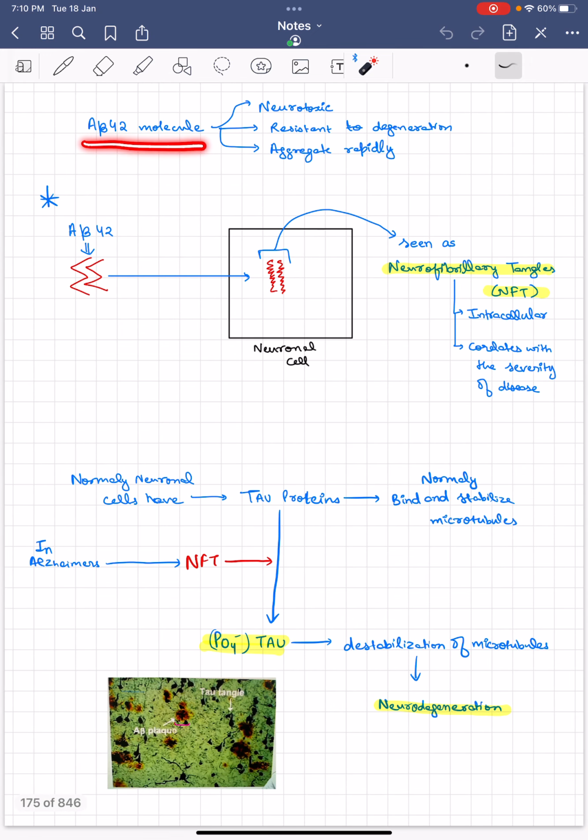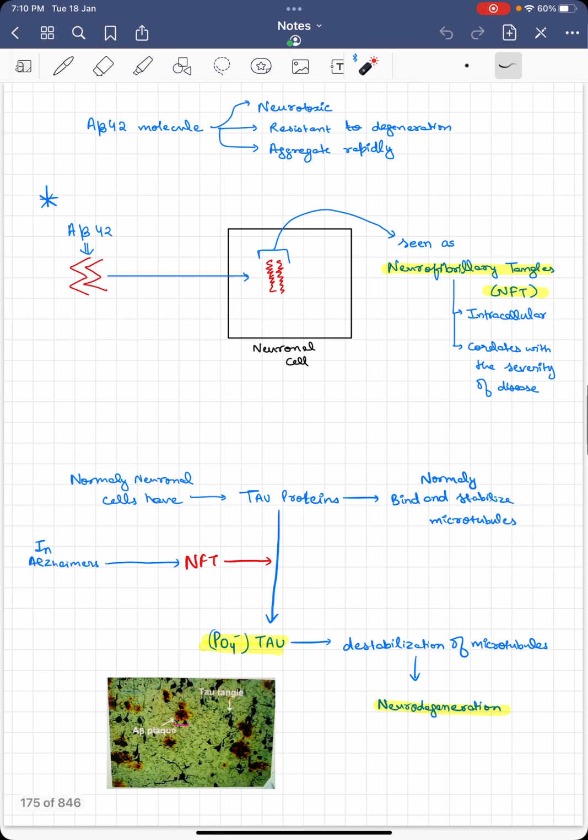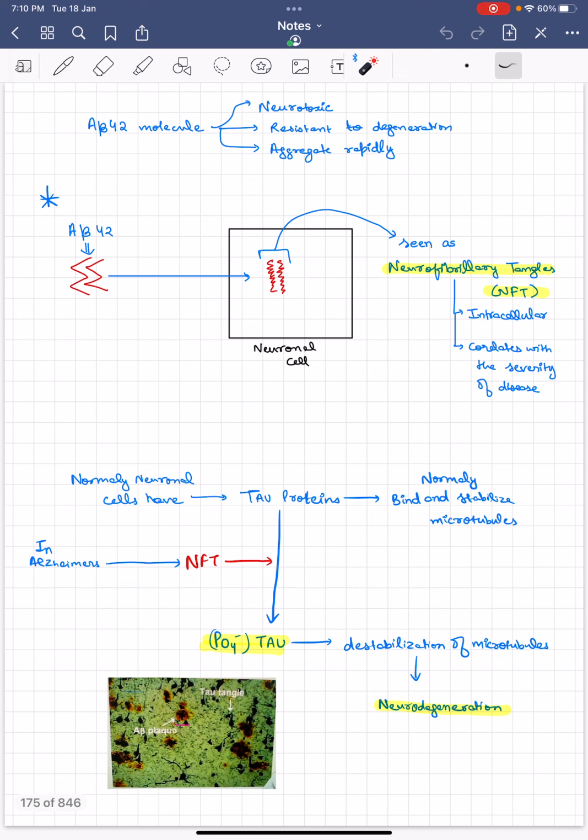So the A beta 42 molecule is neurotoxic, resistant to degeneration, and it aggregates rapidly. As it aggregates, it is seen as NFTs, neurofibrillary tangles, inside the cell, and it correlates with the severity of the disease, meaning that if NFTs increase, the severity of the disease increases. So it denotes the severity.